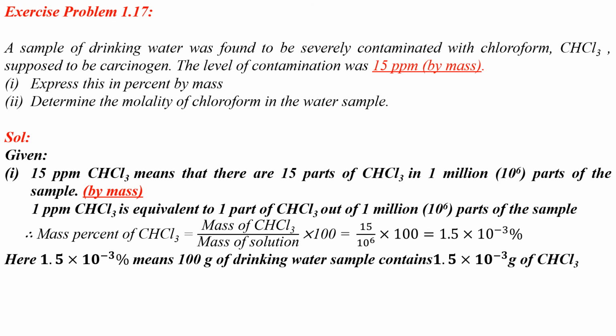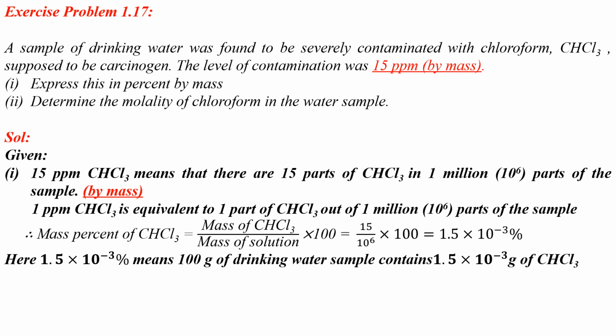15 parts per million chloroform means that there are 15 parts of chloroform in 1 million. 1 million is nothing but 10 power 6 parts of sample, drinking water sample. Now, 1 part per million chloroform is equivalent to 1 part of chloroform out of 10 power 6 parts of water sample. Now we are asked to express 15 parts per million, which is the concentration of chloroform or solute in the water sample, in terms of mass %.